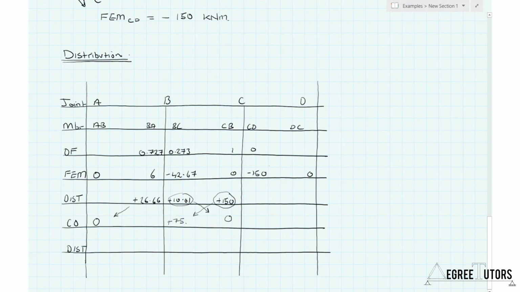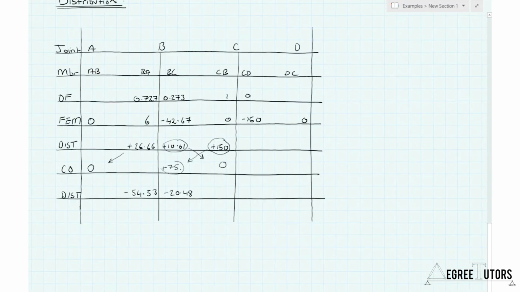So the only thing now to consider is the distribution of this new 75 kilonewton meters that has imbalanced this joint. So we need to add a negative 75 kilonewton meters in the correct proportions, which will work out to be minus 54.53 and a minus 20.48.